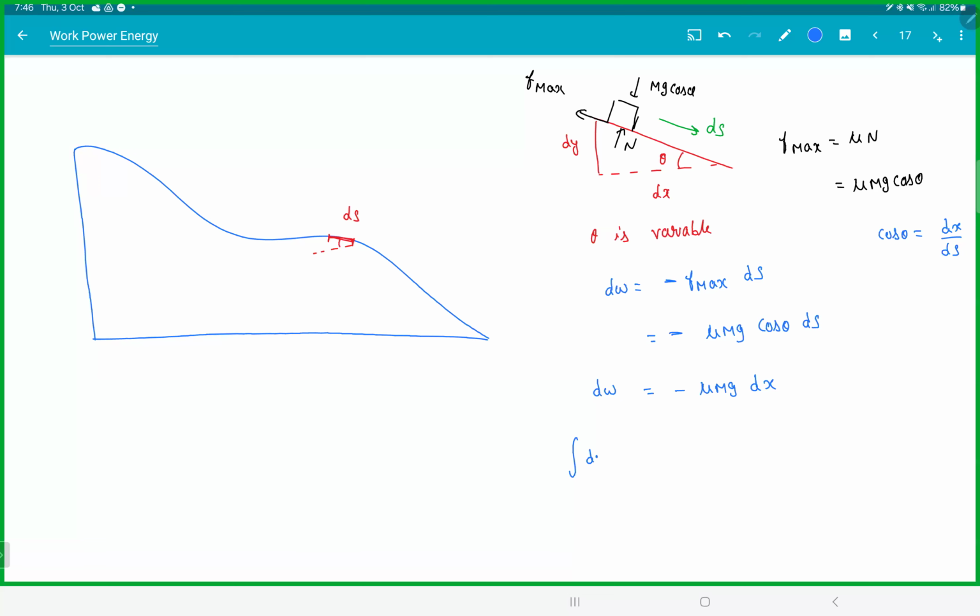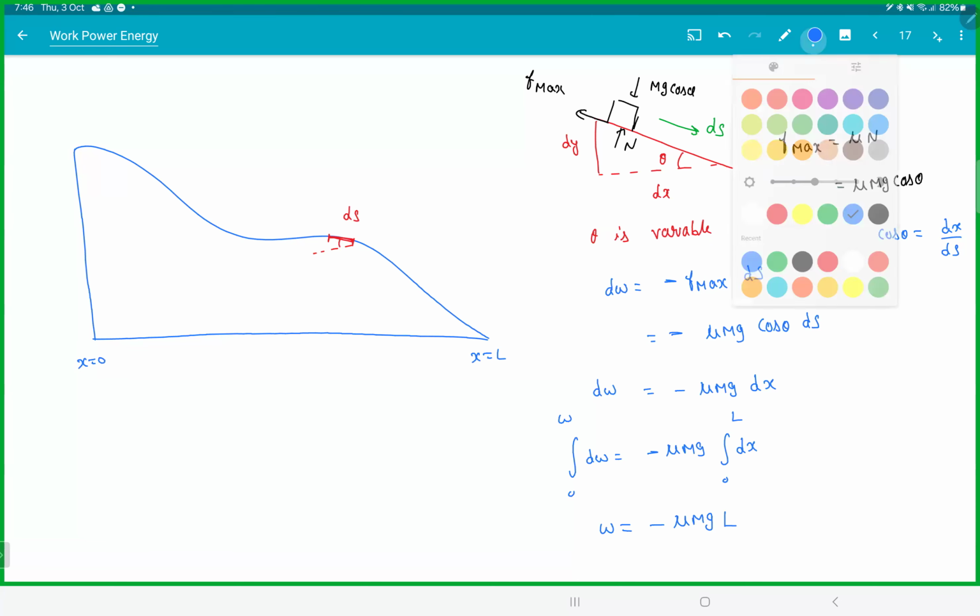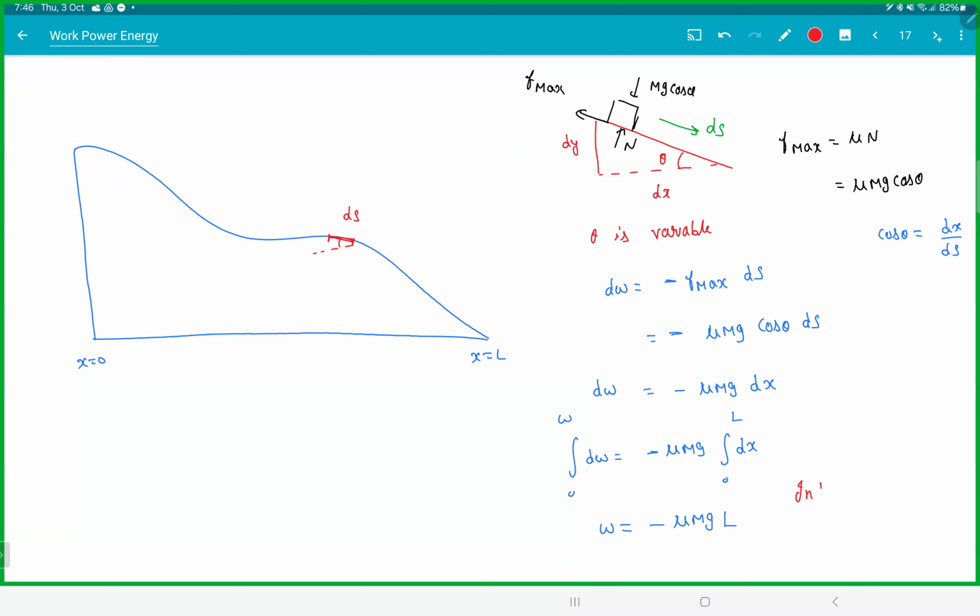So the total work done: mu mg is constant, integral dx. This will go from 0 to L because the x coordinate is changing from 0 to L. It doesn't depend on the height. So therefore the work done is minus mu mgL. Independent of the path, it only depends on the horizontal distance. Getting it? And again, valid for negligible velocity.